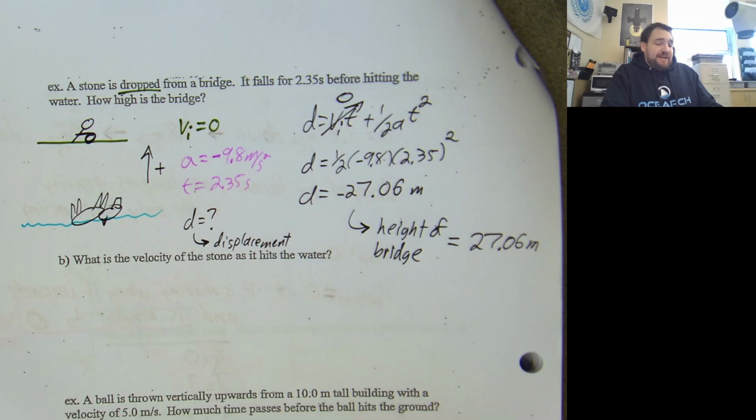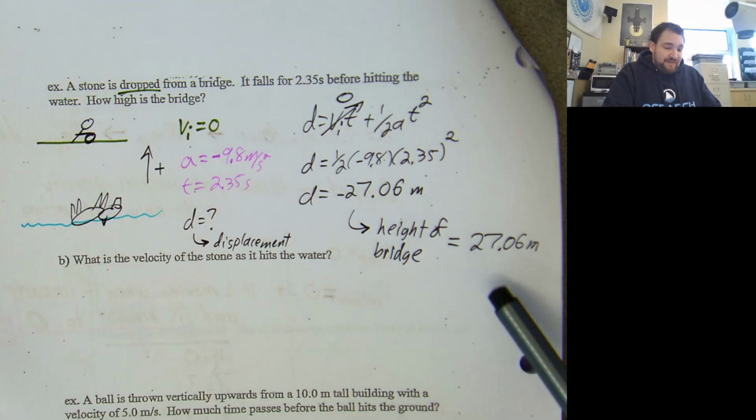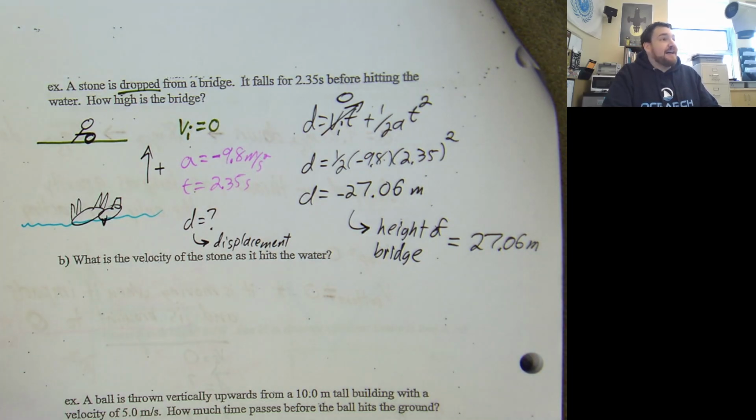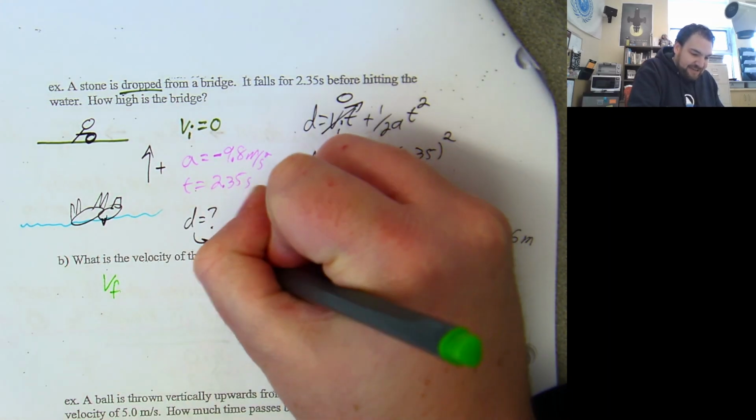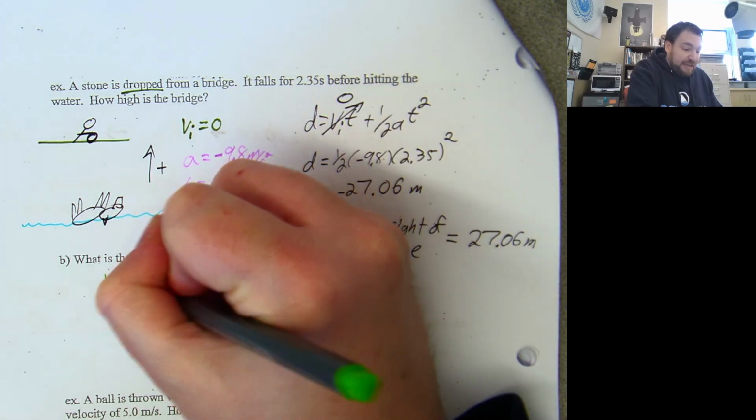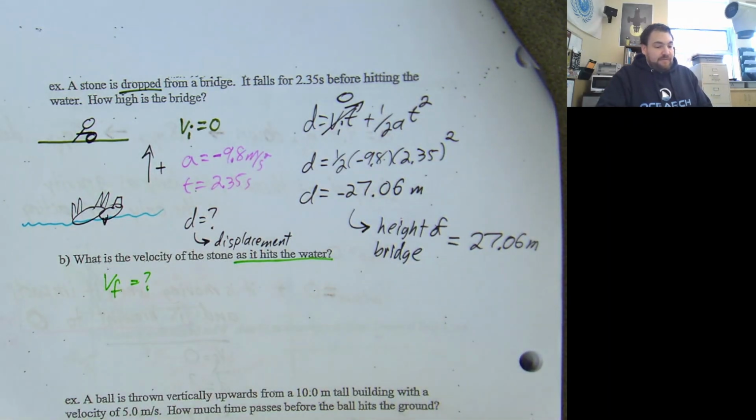So in the story that I read my daughter, the bridge is not 27 meters high, so Eeyore doesn't completely get annihilated. But let's say that it is 27.06 meters high. How fast is that rock going when Eeyore takes it to the gut? That's a good question to ask. So what we're looking for here is V final. What is the velocity as it hits the water? You're looking for the impact.